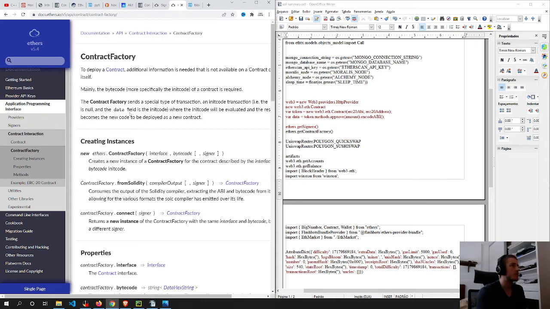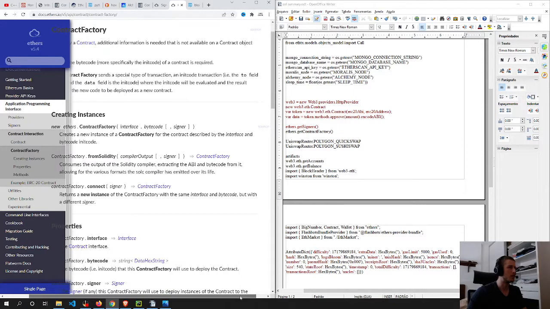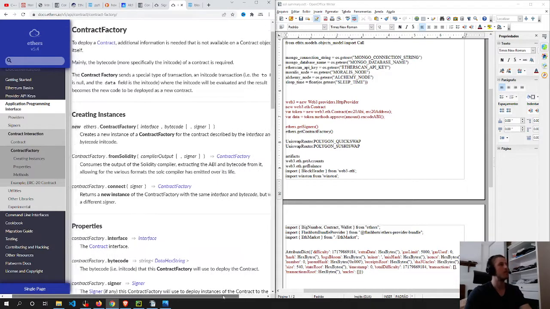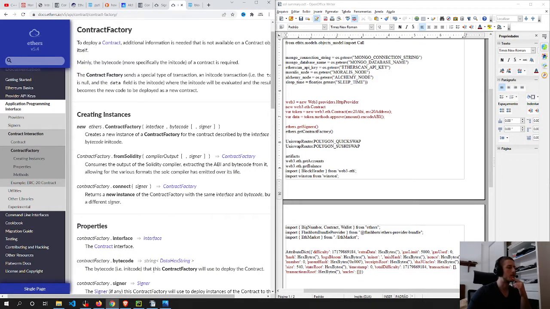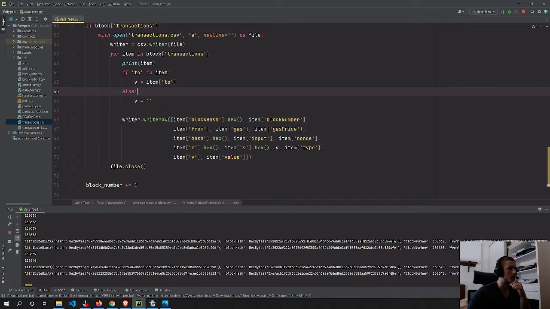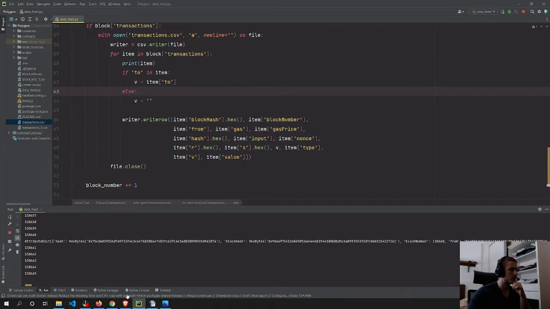To deploy a contract, additional information is needed that is not available on the contract object itself. Mainly the bytecode, more specifically the init code of a contract, is required. The contract factory sends a special type of transaction, an init code transaction, i.e., the to field is null and the data field is the init code. So maybe that's why in some of this I wasn't getting the to in the transaction information, probably because they are contract factories, so they don't have the to address. Makes a lot of sense.